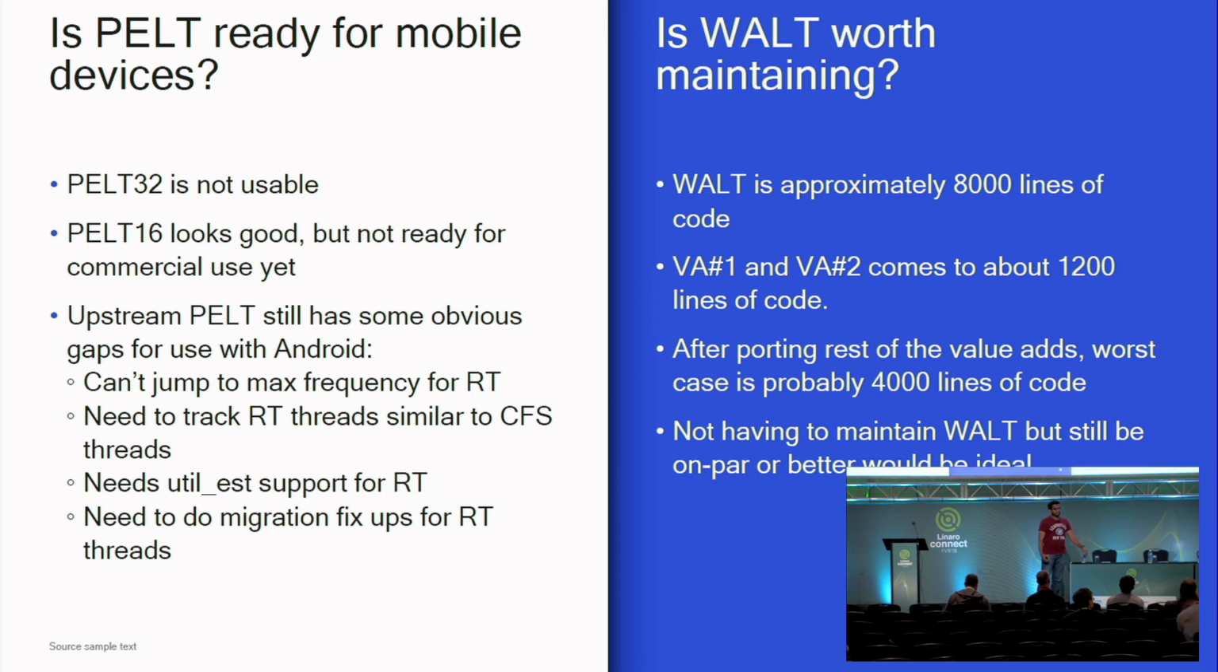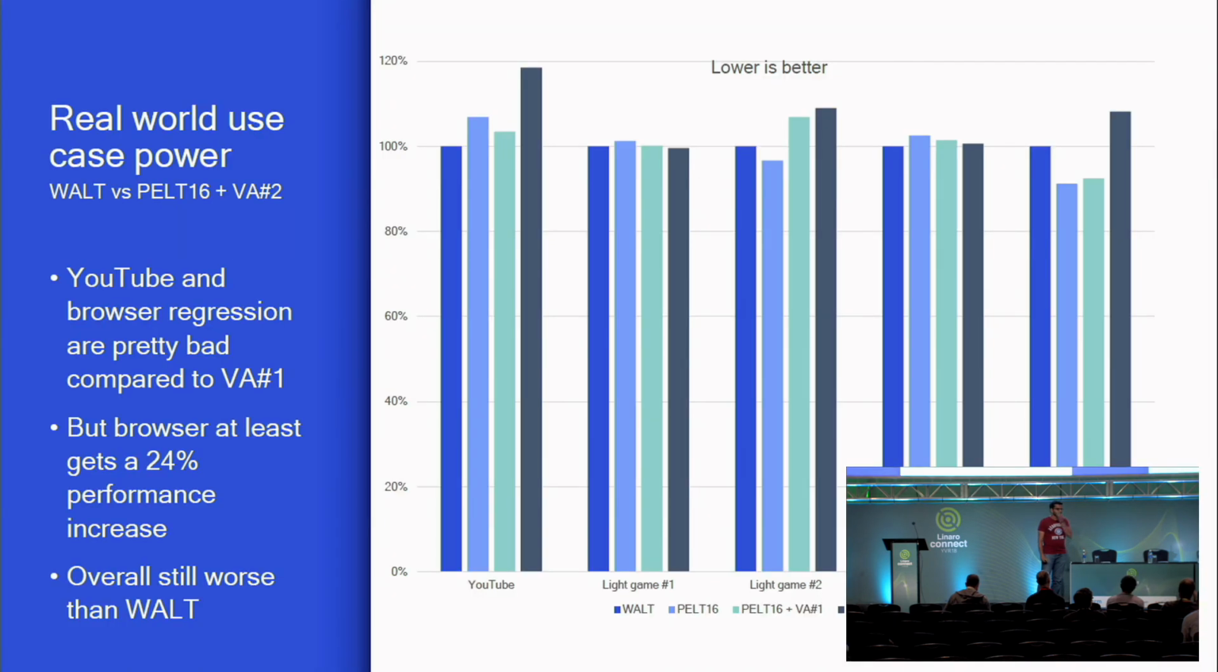Now, I also had a question here. You say that PELT 16 looks good, but not ready for commercial use. Based on the graphs, it looks like that evaluation is based purely on YouTube power. Is that where we stand? No, because the rest of it doesn't look like you would come to that conclusion. The browser and game are also worse. YouTube is also significantly worse, right?